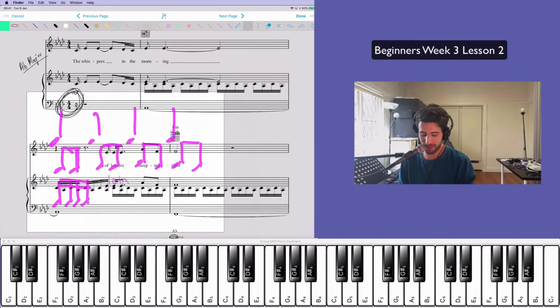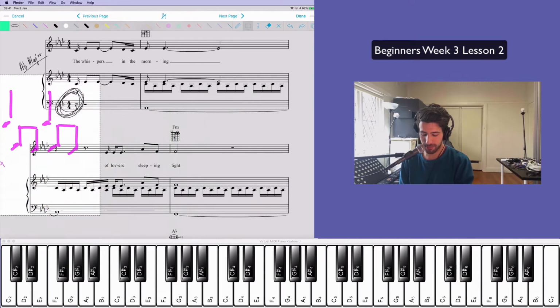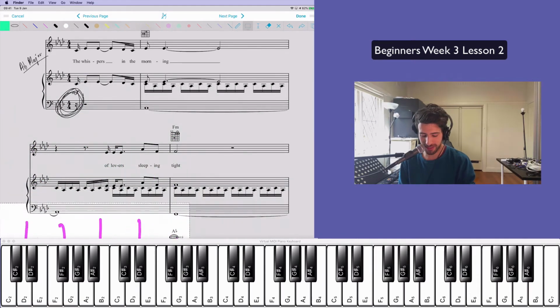What am I trying to do? I'm trying to just move this out of the way. Let's just put it over down here for a second. We don't need to worry about that.